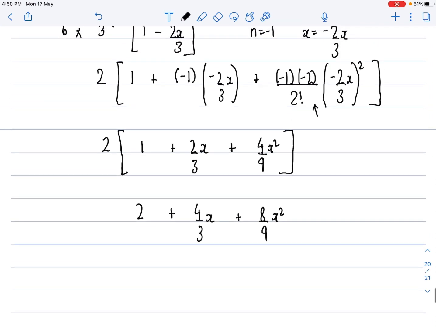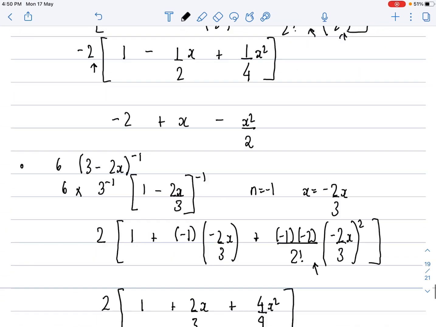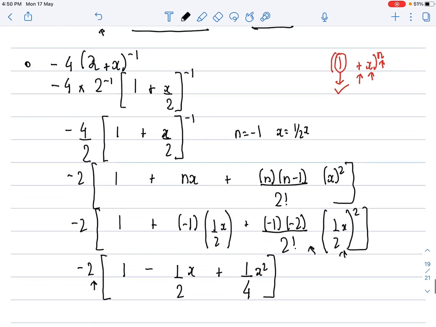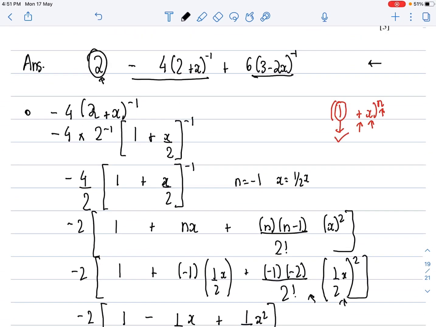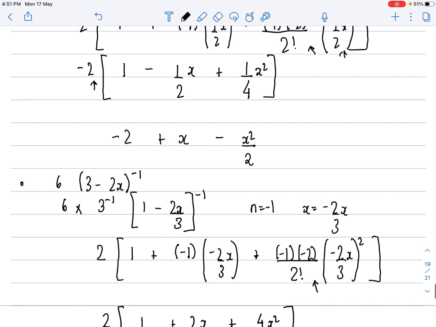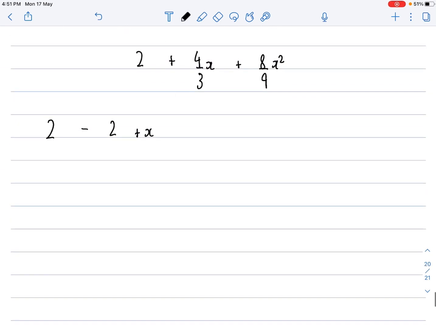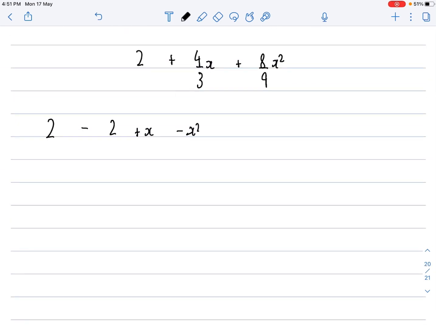Okay, so now what I can simply do is connect everything to write this as 2, because there was a pre-existing 2, minus 2 plus x, minus x squared by 2, plus 2 plus 4 by 3 x plus 8 by 9 x squared.